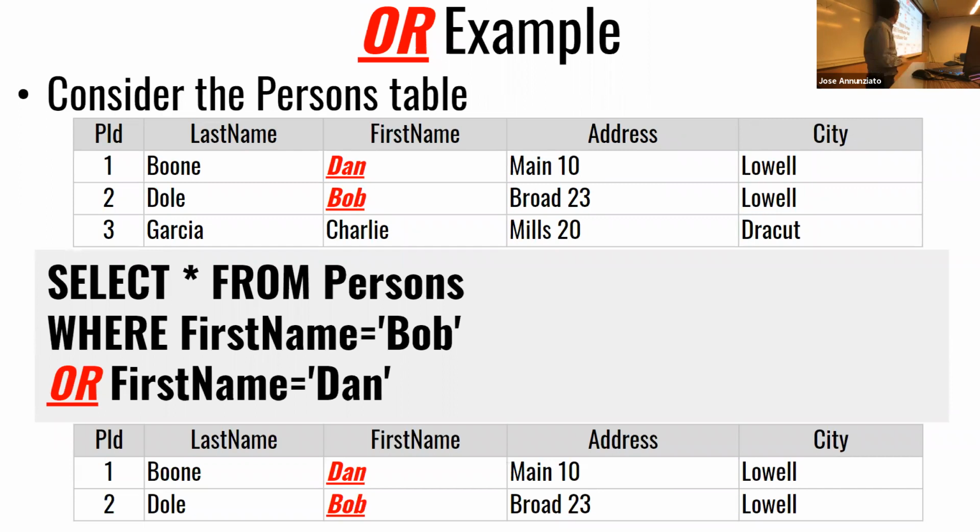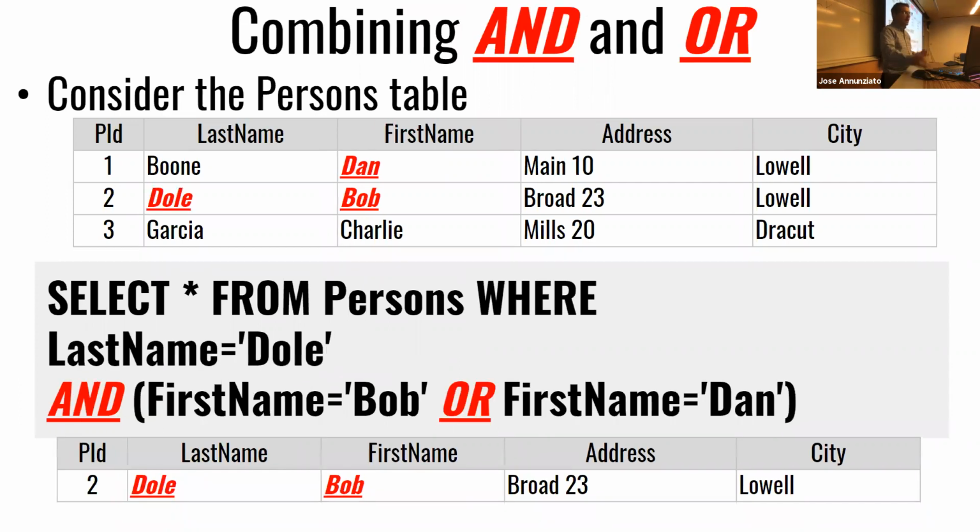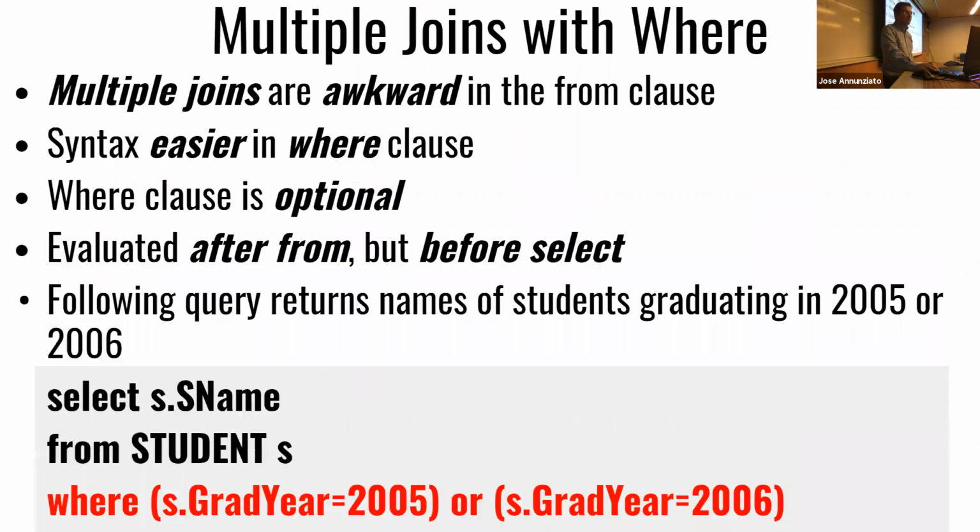The OR means that if any one of these sub-expressions is true, then I take that record out. So here, is it Bob or Dan? I retrieve those two. And you can combine ANDs, ORs and NOTs together to make ever more complex Boolean expressions.